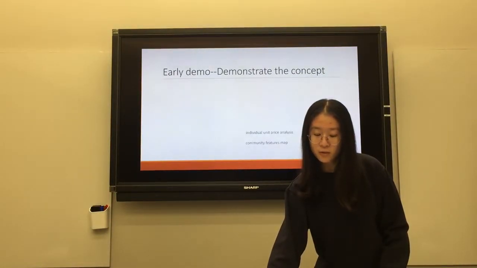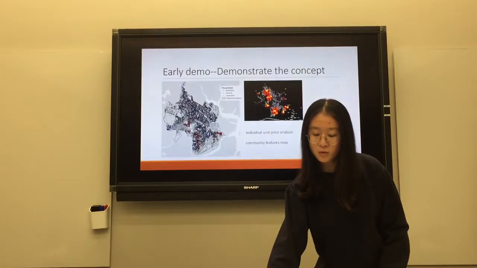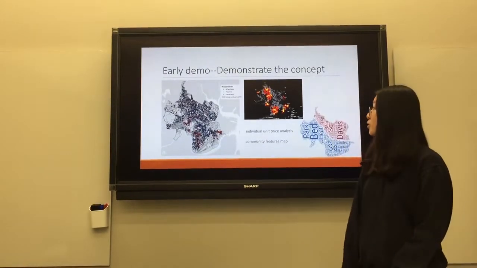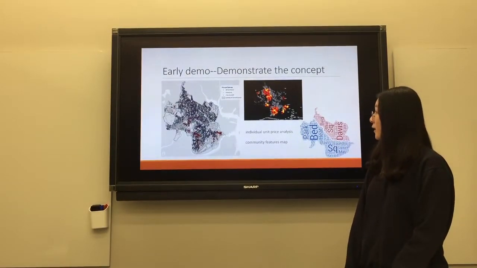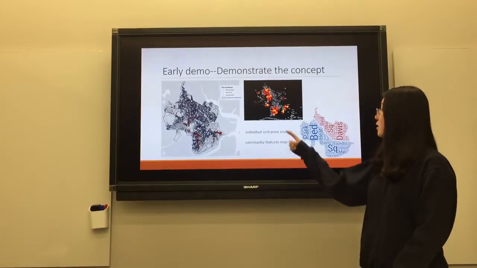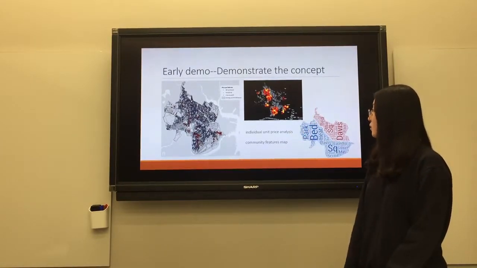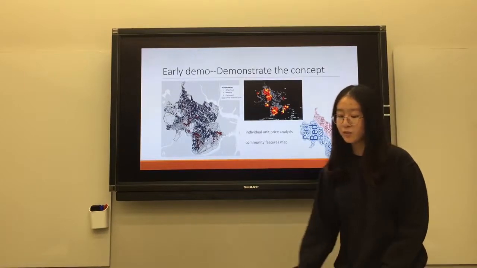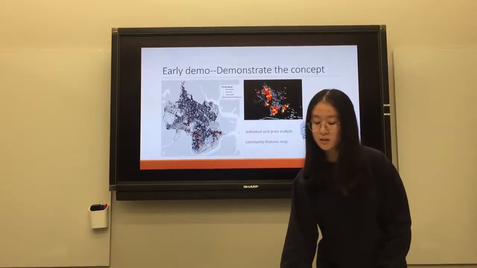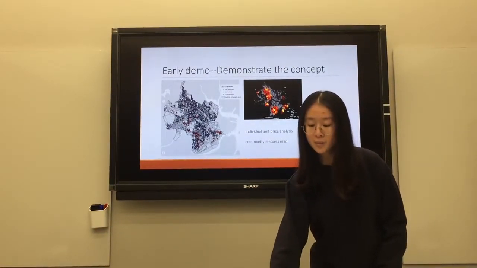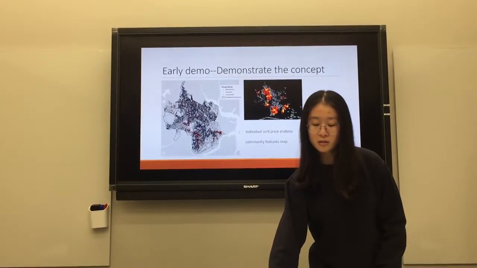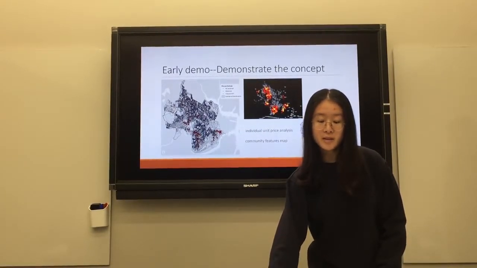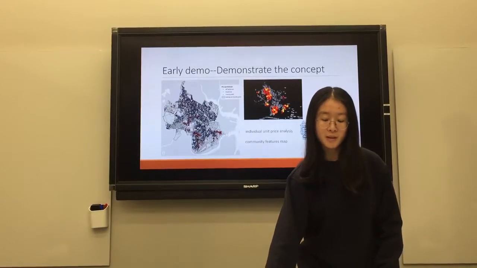And for that part, we want to give you a sense of what maps we want to show eventually. There is the two-point map at the individual unit price analysis level, and the third one is a community feature map using word count. And about the risks and next steps, Yihan will tell us about that.